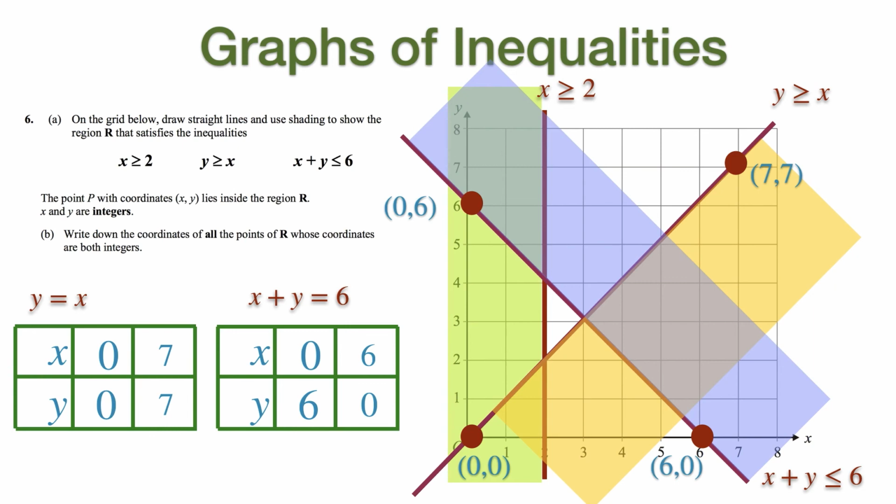Since we are only interested in integer coordinates, to answer part B of the question, we only need to show the coordinates that have whole numbers. These points are 2, 2, 2, 3, 2, 4, and 3, 3.